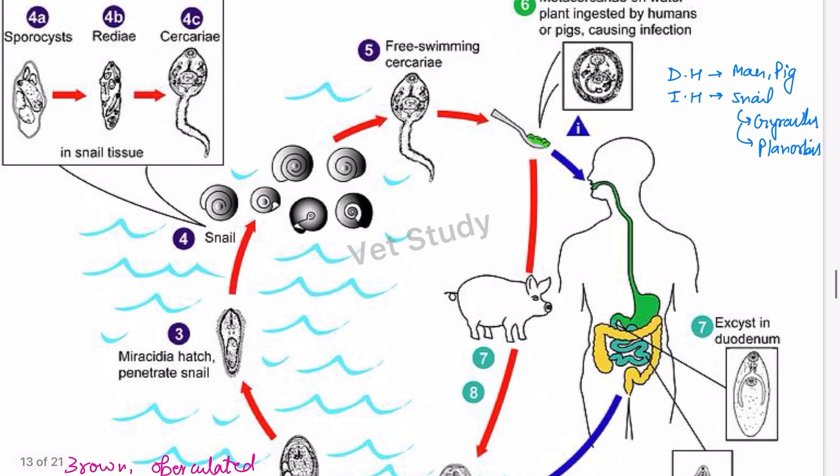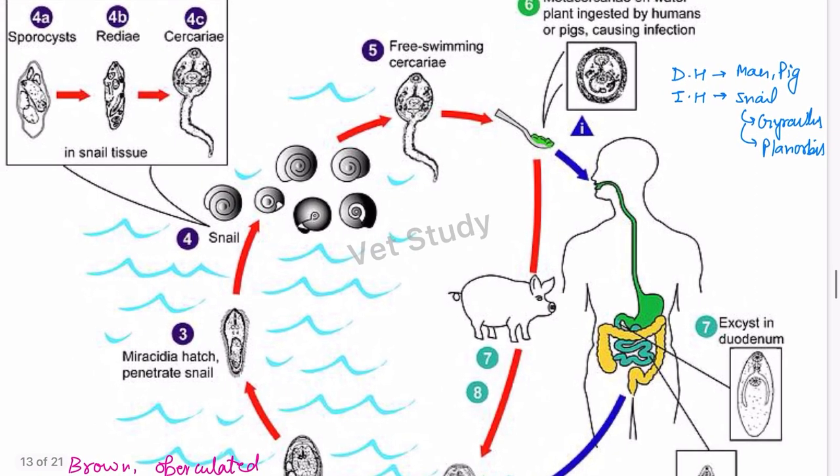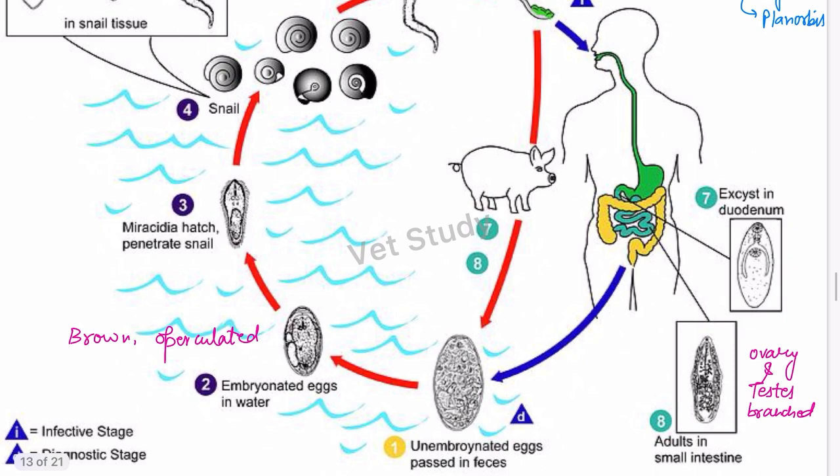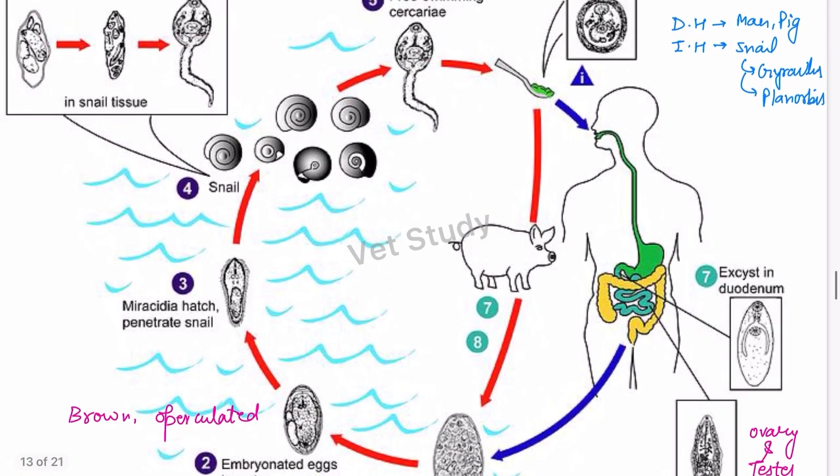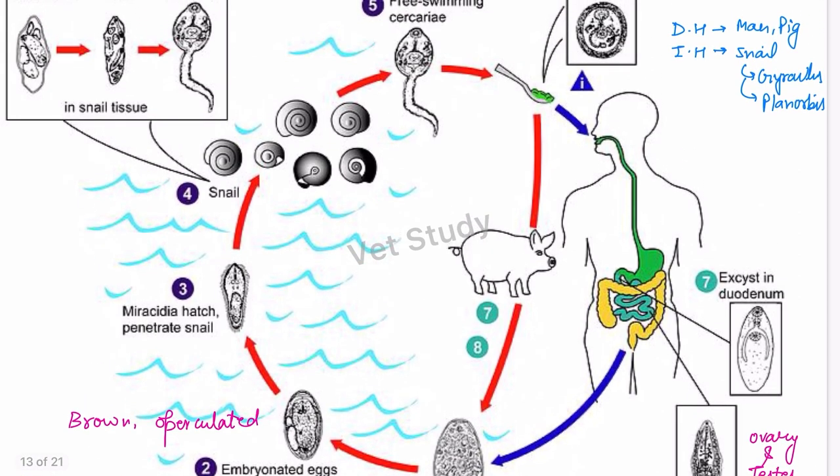Now let's look at the life cycle of this parasite. In this parasite also, the eggs are unembryonated and these eggs are passed in the feces of the host. After approximately 16 to 19 days, the miracidium forms. But before the miracidium, there is the formation of an embryonated egg. It means that in this unembryonated egg, embryonation takes place and the embryonated egg is formed in water. After that, this embryonated egg will be converted to the miracidium and this miracidium will penetrate the snail. The species of snail will be Gyraulus and Planorbis.